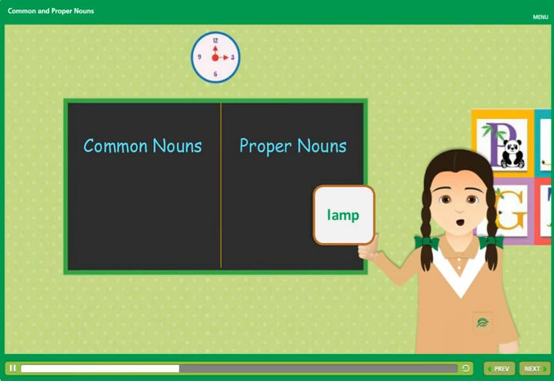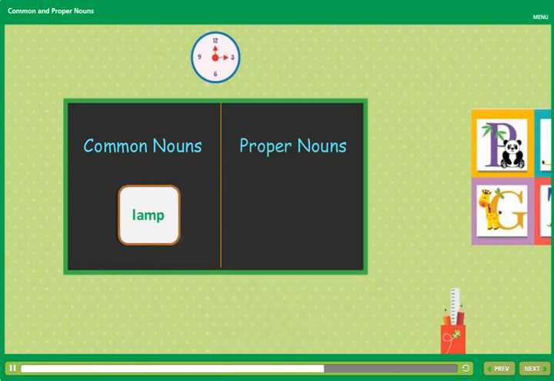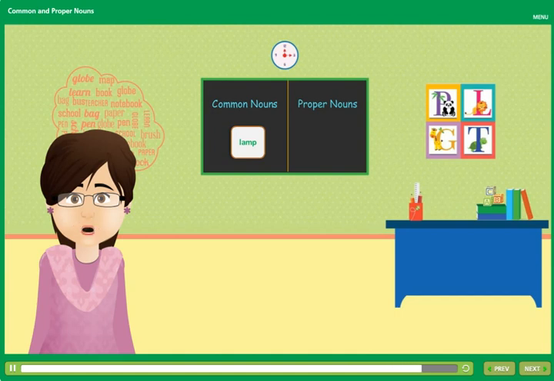Lamp. I think it is a common noun. Good. 1 point for team A.